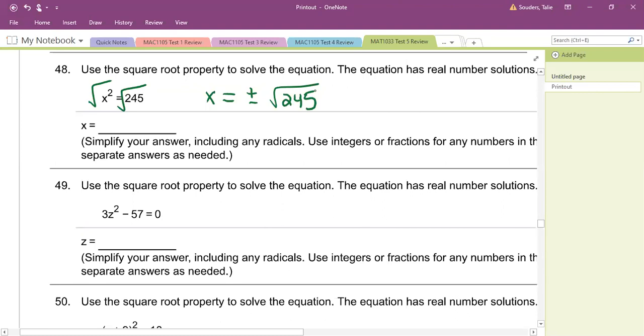And this radical does actually simplify. So if you think of that list of perfect squares that we made earlier, the 1, 4, 9, 16, 25, 36, 49, 64, 81, 100. I'll stop there. I'll tell you it's one of those numbers. See if you can figure out which one divides evenly into 245. 49. And feel free to use a calculator if you need to.